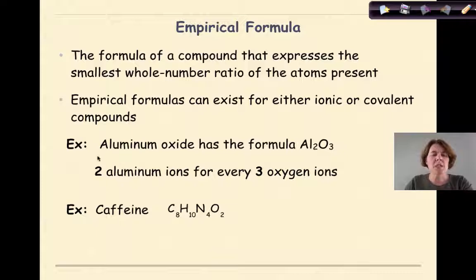If we look at this example right here, aluminum oxide has the formula Al2O3. That means that the aluminum to oxygen is in a ratio of 2 to 3. And there's no whole number that can divide into 2 and 3 and make it smaller. So basically, aluminum oxide represents an empirical formula because the subscripts here are in the lowest whole number ratio.